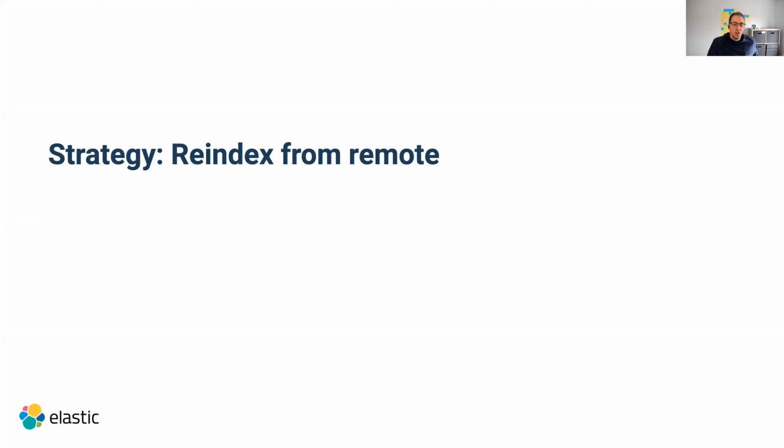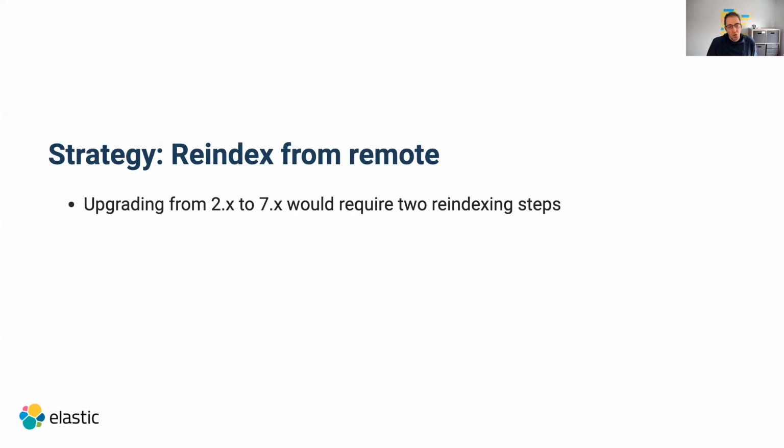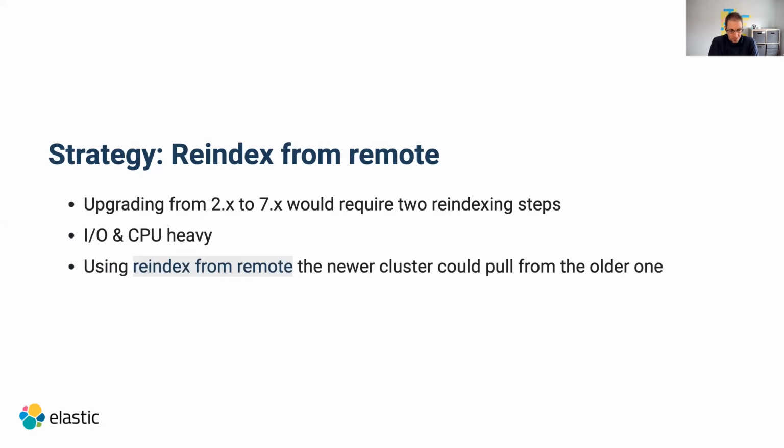Another strategy is reindexing from remote. So when you upgrade, for example, from Elasticsearch 2 to 7, given that we released Elasticsearch 2, 5, 6, and 7, this would basically require 2 reindexing steps, from 2 to 5 and from 5 to 6, so that you could still read the data with Elasticsearch 7. Reindexing is rather I/O and CPU heavy, so you would try not to do it twice.